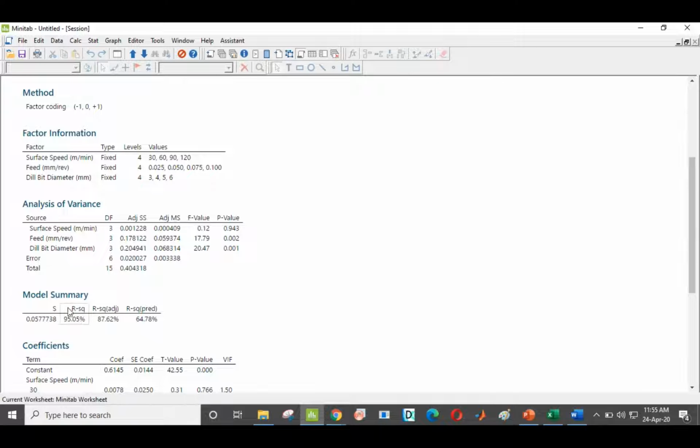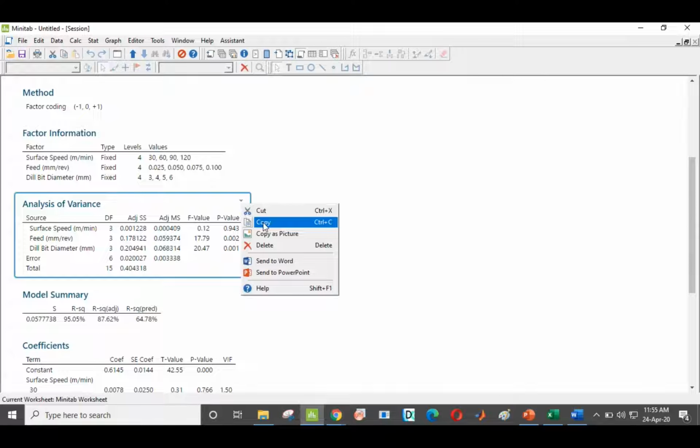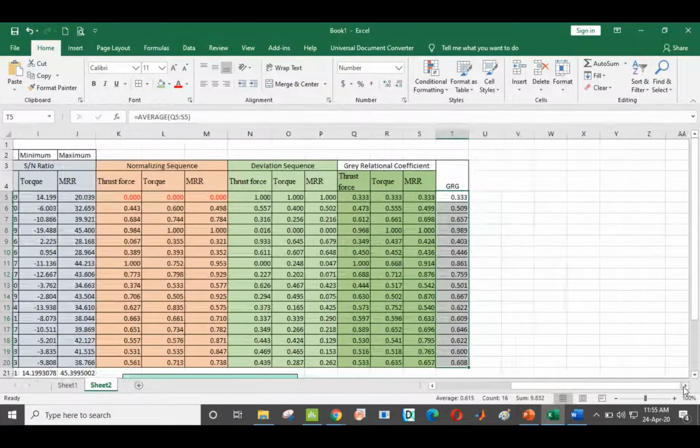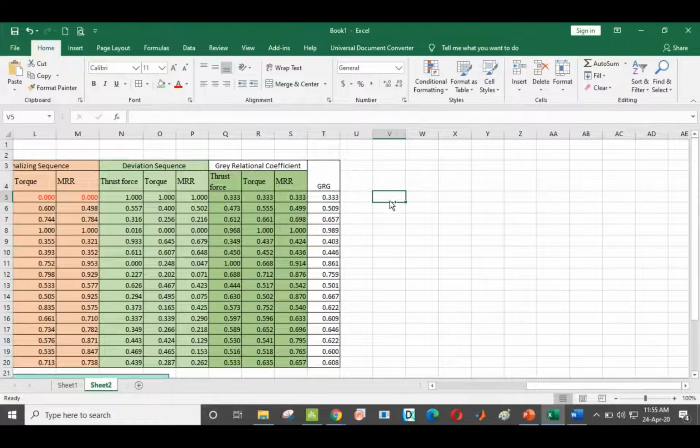The model summary speaks about the R-square value and R-square predicted. The R-square value is 95.05. So I'm just going to copy this ANOVA table. Copy. Now once again I am going to come back to this Excel sheet. Just paste this.